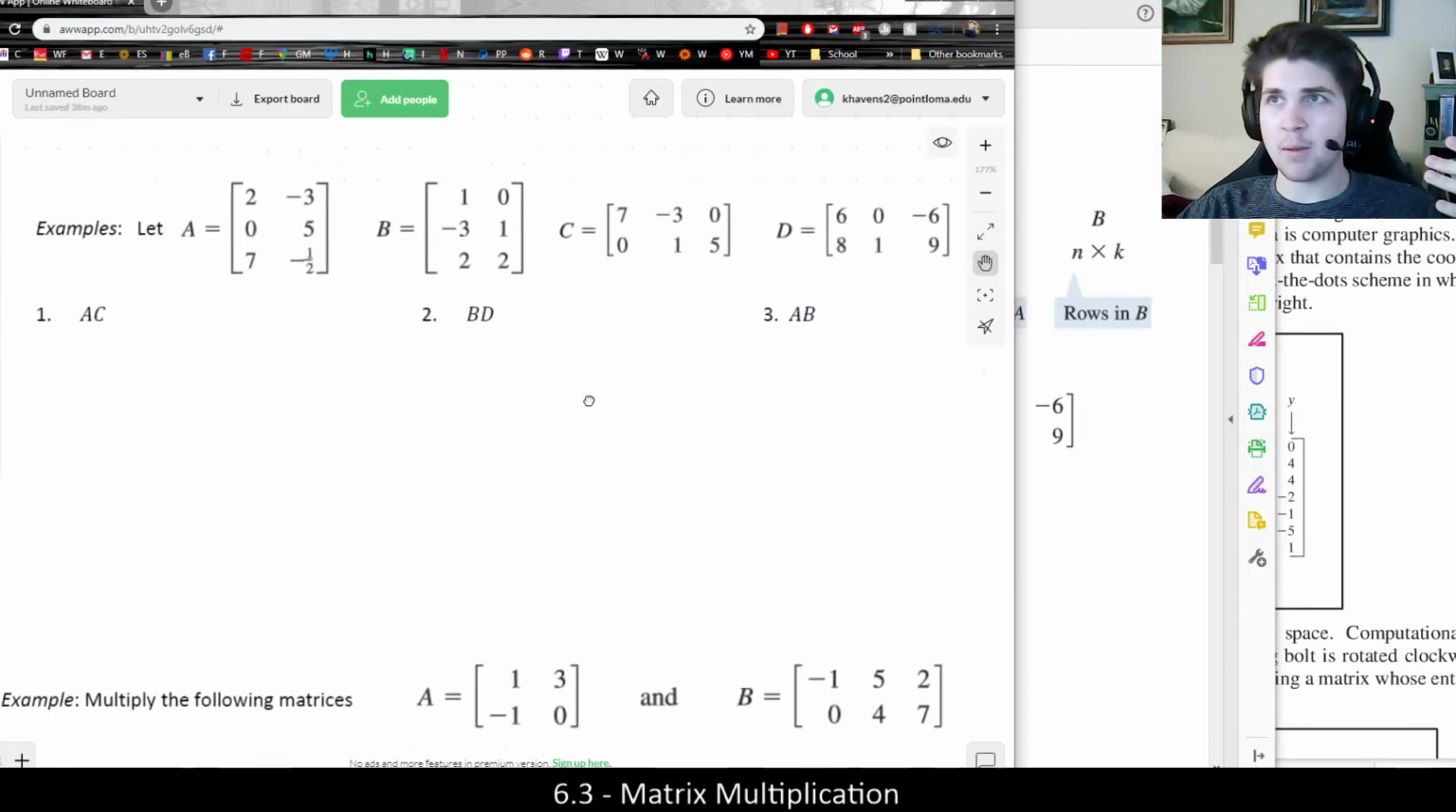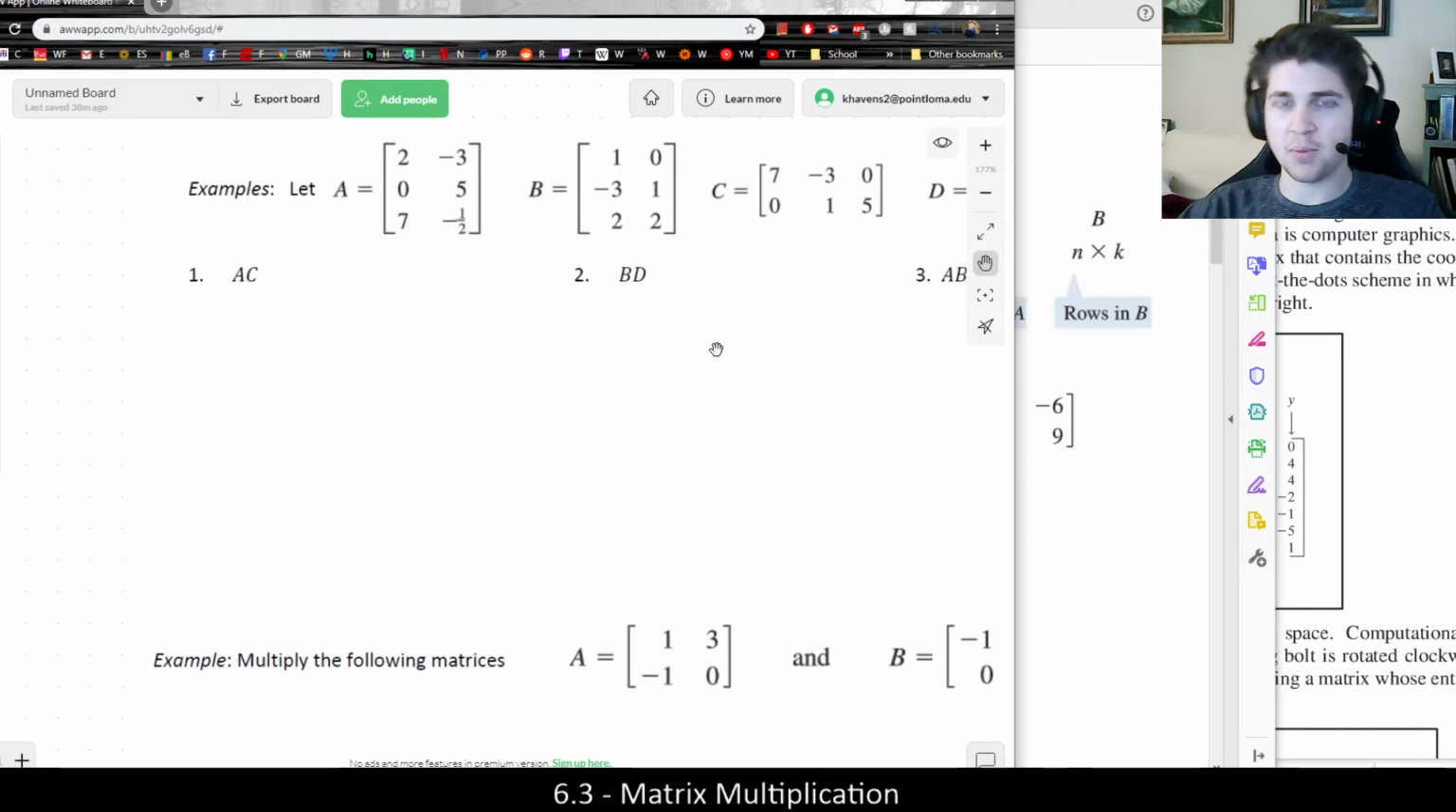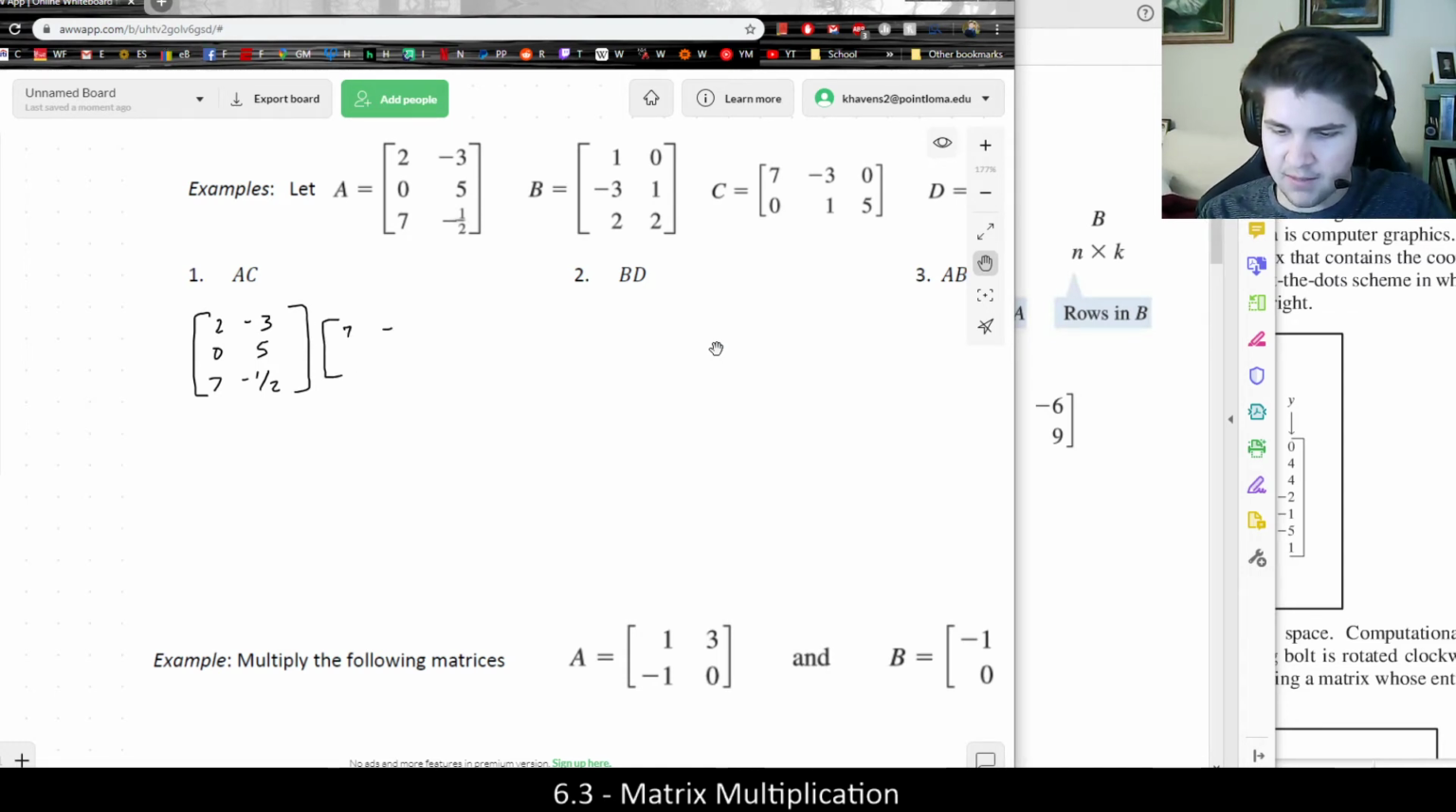And maybe I'll talk a little bit about why matrices actually multiply the way that they do. But let's go ahead and multiply matrix A by matrix C. I'm going to rewrite these two matrices out again so I can show you what I'm thinking of as I'm working on the matrix multiplication. Matrix A is the matrix 2, negative 3, 0, 5, 7, negative 1 half. And matrix C is the matrix 7, negative 3, 0, 0, 1, 5.